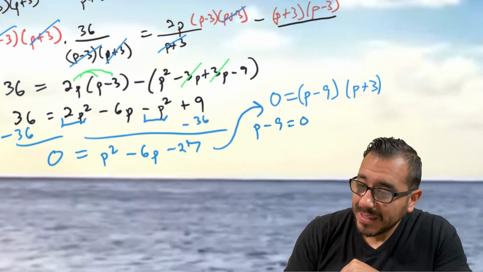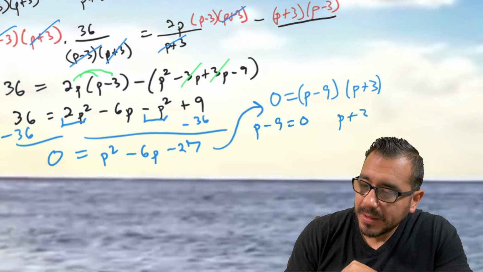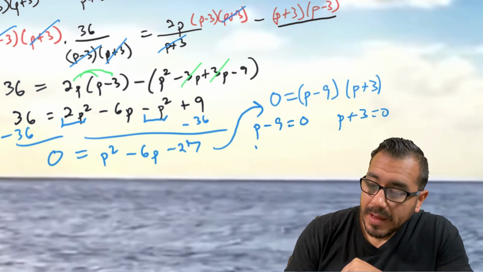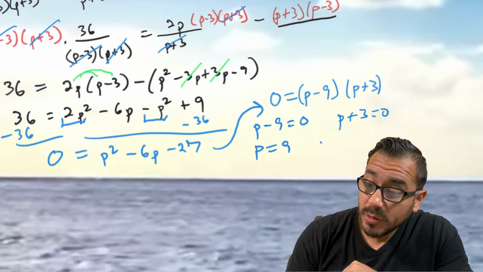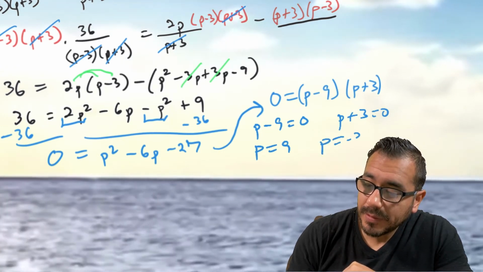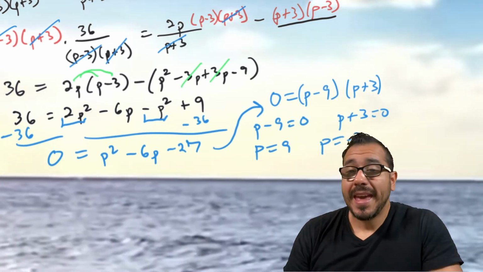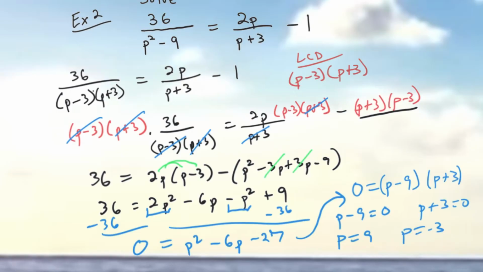P minus 9 equals 0. P plus 3, set that equal to 0. We're going to add 9 to both sides on our first equation, and we're going to subtract 3 from both sides on our second equation. And we got to check these. And check this out, folks.